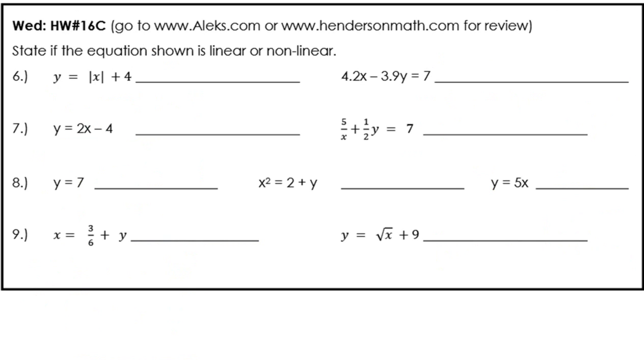Alright, let's move on to the Wednesday box. It asks us to state if an equation is linear or nonlinear. Now you are nonlinear if you have variables in the denominator, powers other than 2, or absolute value bars or square root signs, and products of variables. All of those disqualify you. So it looks like this one is nonlinear, and that's because it has absolute value bars around our variable. This one is going to be nonlinear because it has a power of 2.